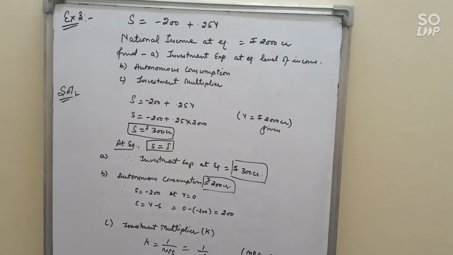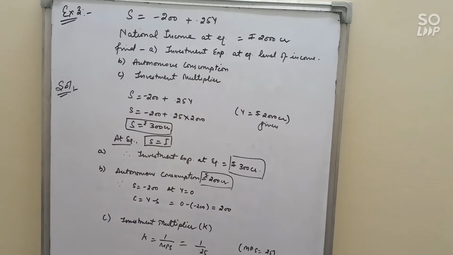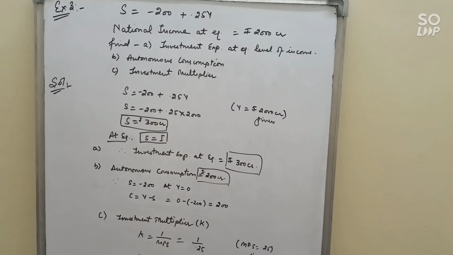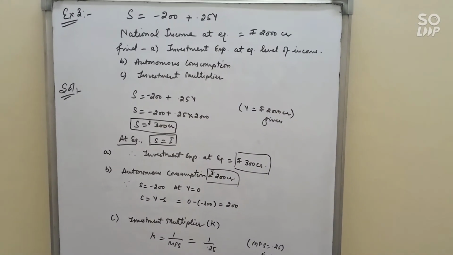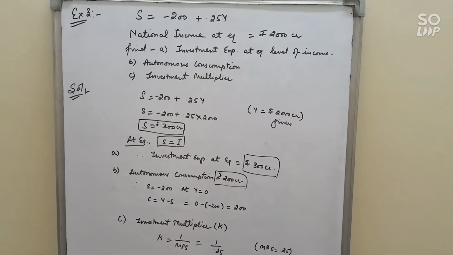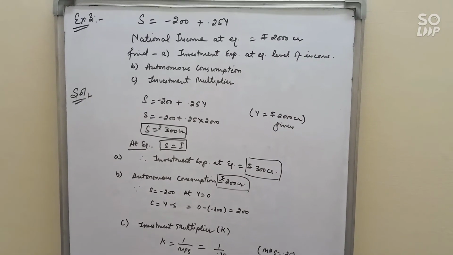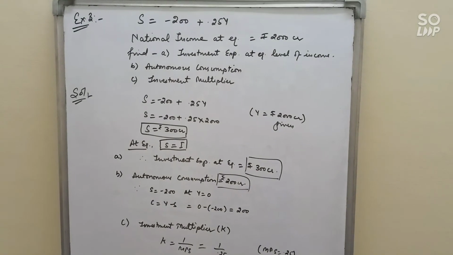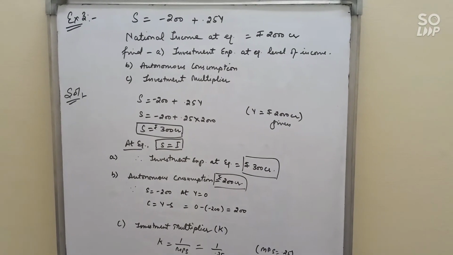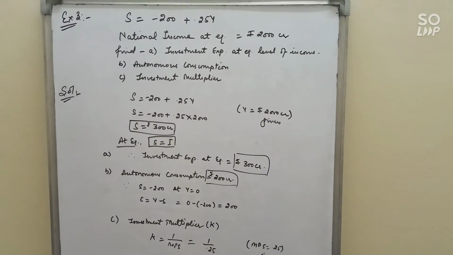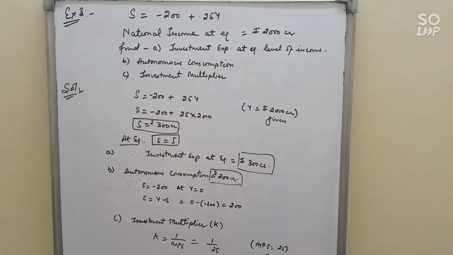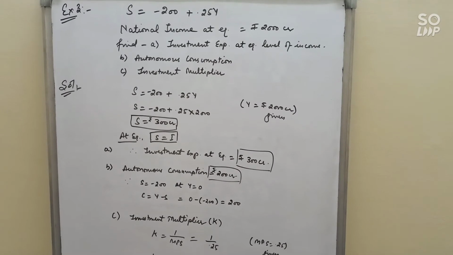So let's take one more example. Saving is equal to minus 200 plus 0.25Y. This is the equation of saving. Minus 200 is the saving when income is 0, plus 0.25 is MPS, and Y means income. National income at equilibrium is rupees 2000 crore. Find out, first, investment expenditure at equilibrium level of income. Second, autonomous consumption. Third, investment multiplier. Let's see how you will solve.